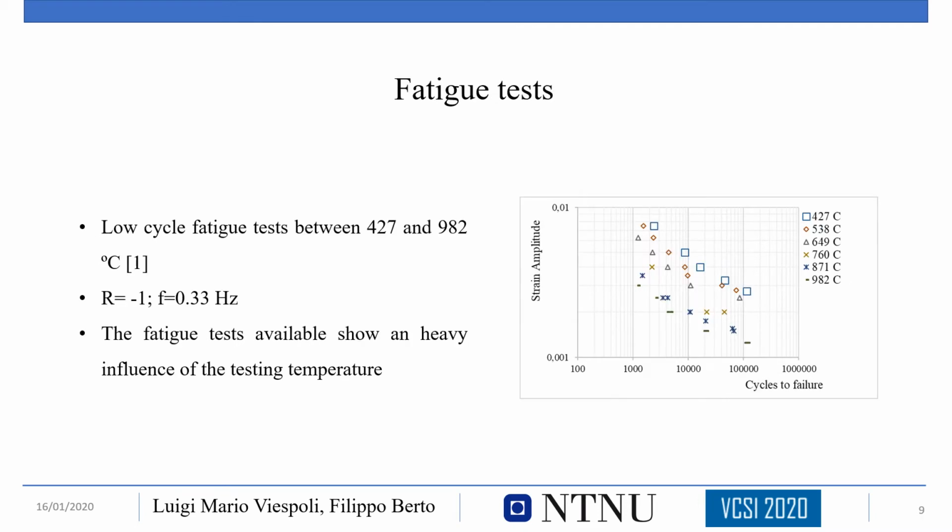The manufacturer reports also the results of a series of strain-controlled fatigue tests at temperatures between 427 and 982 Celsius degrees. These were tested at the frequency of 0.33 Hz, that is 20 cycles per minute, at a displacement ratio of -1. The detrimental influence of temperature on fatigue performance is evident.